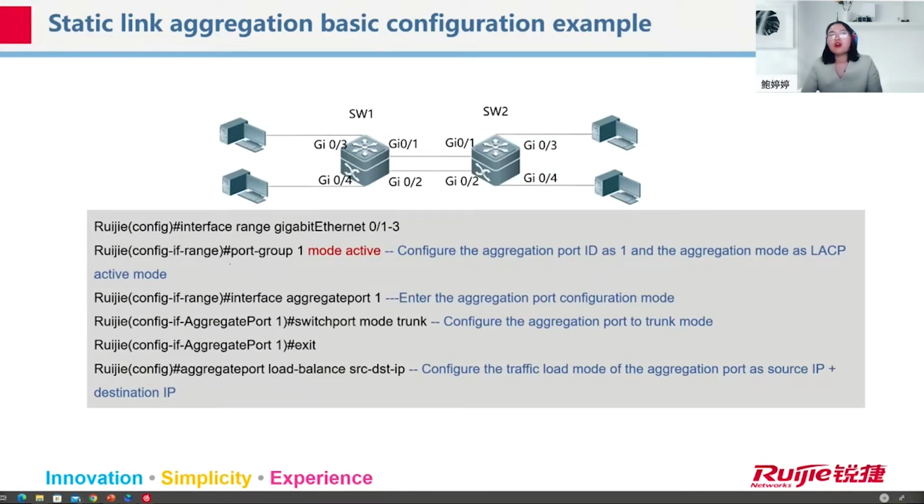And the different command from the static is port group and choose a mode to become active or maybe to become the passive. If we use this command, then the LACP will be enabled automatically. If you don't change the priority of the LACP, we will use the default way. So this is the dynamic link aggregation. Okay.